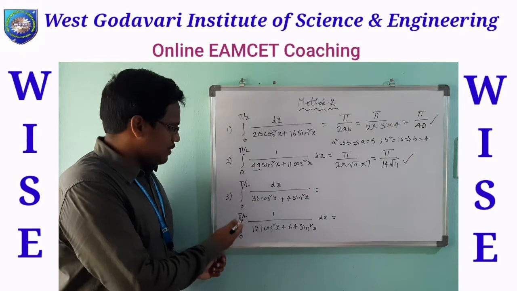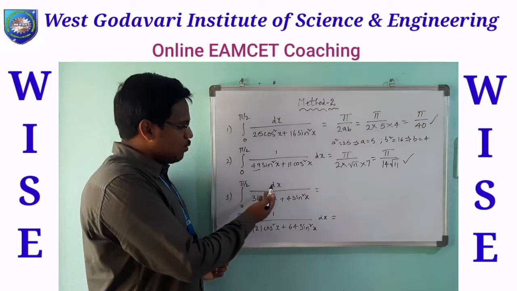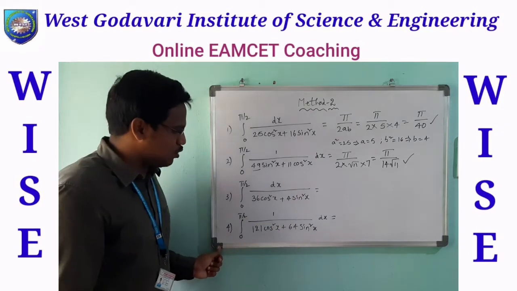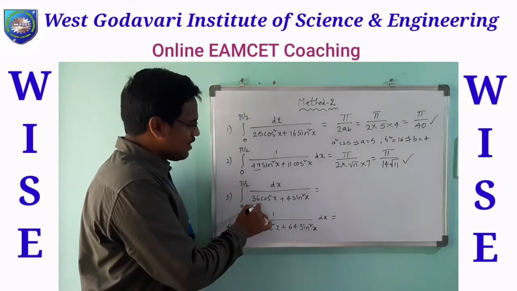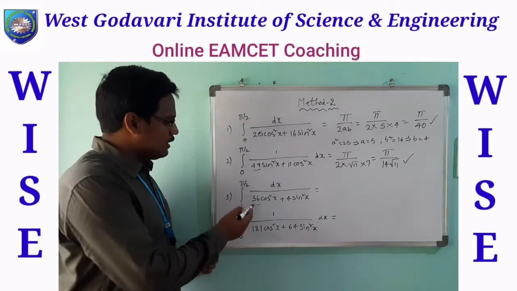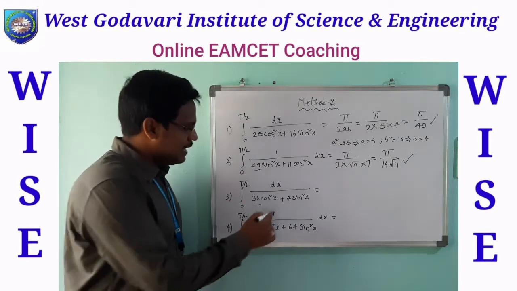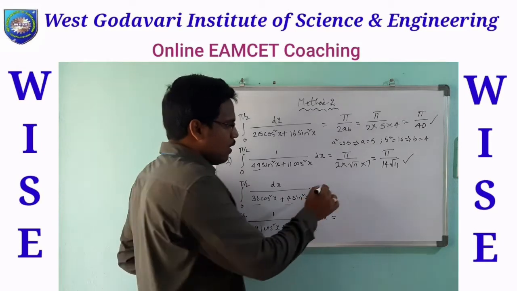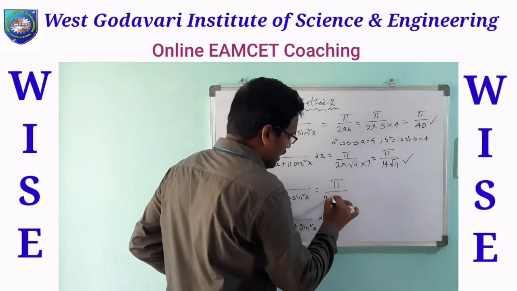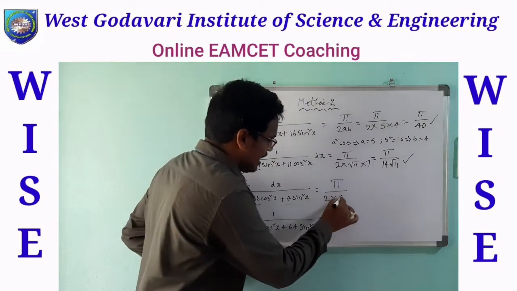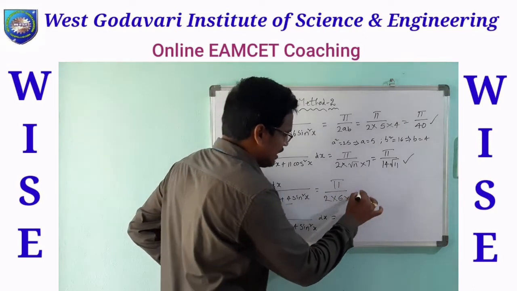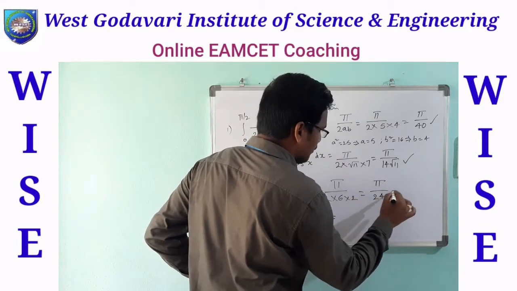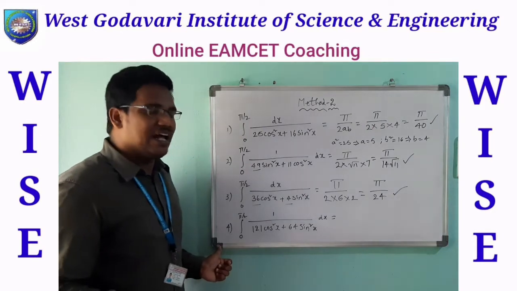Now see another question. The integral from 0 to π/2 of 1/(36cos²x + 4sin²x) dx is equal to. Here a² is 36, so the value of a becomes 6. Here b² is 4, so the value of b is 2. So π/2 into the value of a, which is 6, and the value of b, which is 2. So that is equal to π/24. So this is our result.